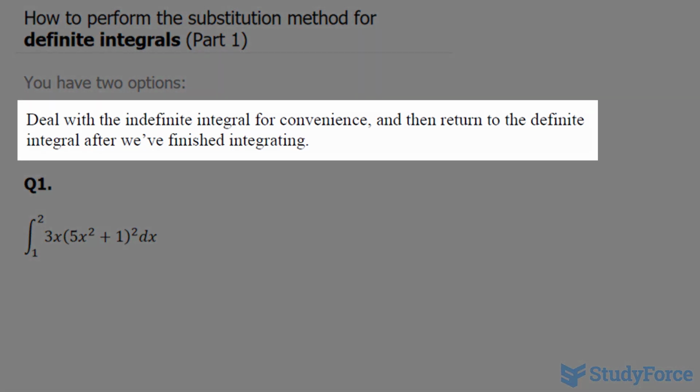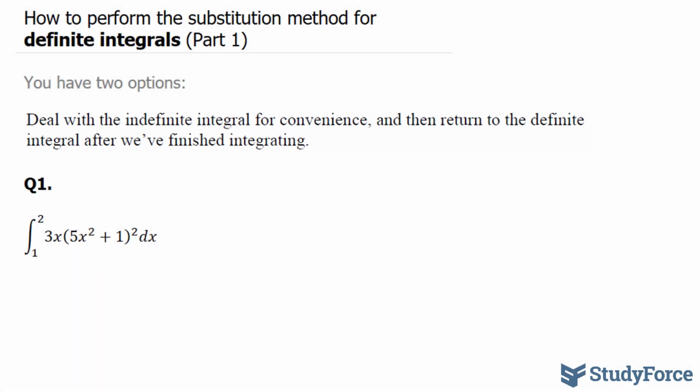In this option, you deal with the indefinite integral for convenience and then return to the definite integral after we finished integrating. Here's what I mean. Let's start off by setting this equal to u. u is equal to 5x squared plus 1 dx. We're going to derive both sides, where we get du is equal to 10x dx.